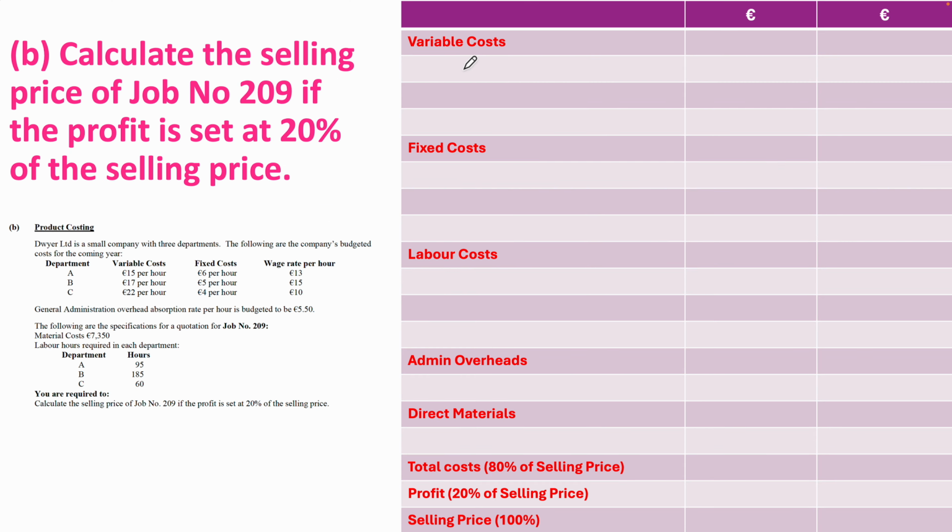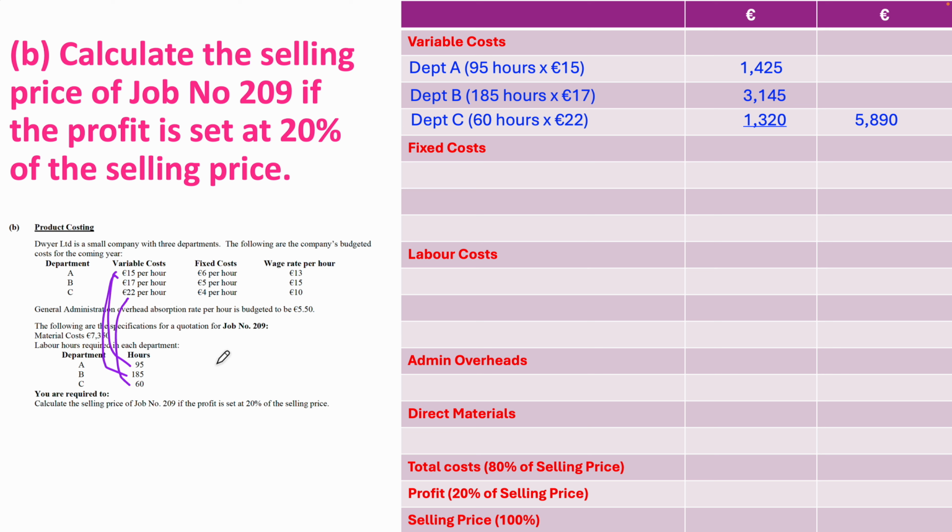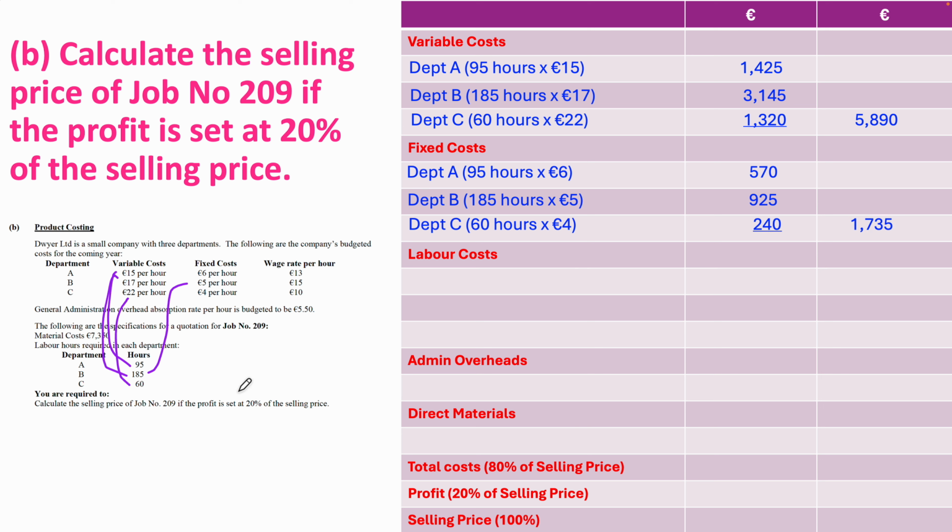Okay, so variable costs, we're just going to multiply the 95 by 15, the 185 by 17 and the 60 by 22. Okay, and we'll get our answers there: 1425, 3145 and 1320, and a total variable cost of 5890. Then we're going to look at the fixed costs, and so the fixed costs, we've got 95 by 6, 185 by 5 and 60 by 4, and we get €570, €925, €240, and that totals 1735.